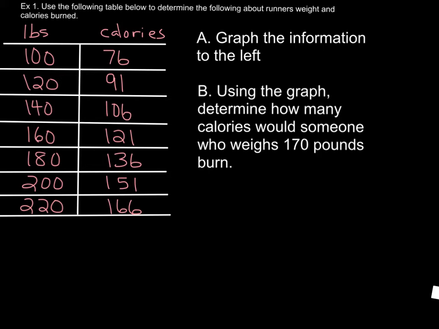All right, so example 1 says, use the following table below to determine the following about runner's weight and calories burned. So here we have a table, okay, as you can see, where pounds is on the left side and calories is on the right. So this is the amount of pounds this person weighs. This is the amount of calories they burn when they run a mile, basically, was the gist of this, okay?